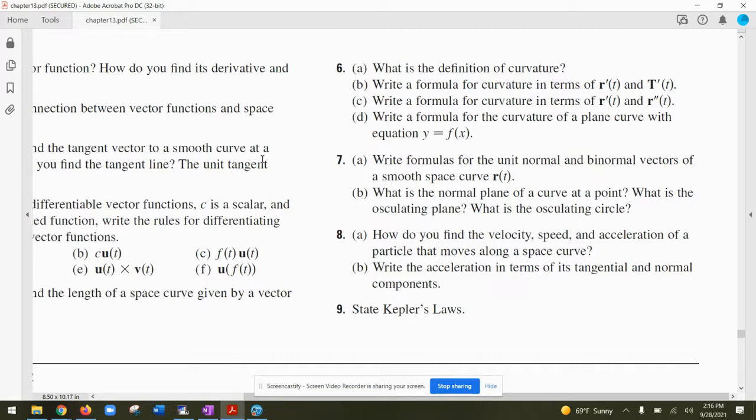Good. Okay. B, what is the normal plane of a curve at a point? What is the osculating plane? Oh, wait, we didn't do binormal. So then just do the cross product of T with N, T cross N.